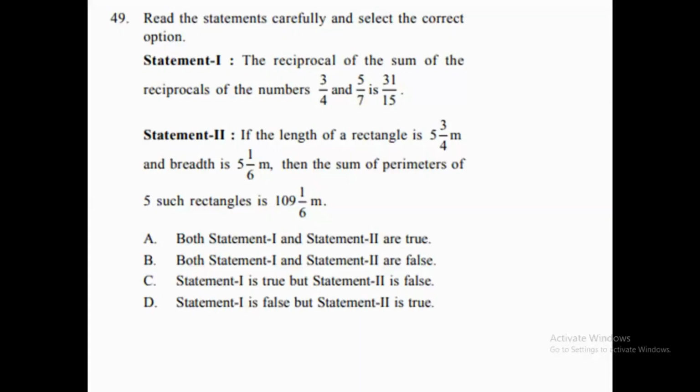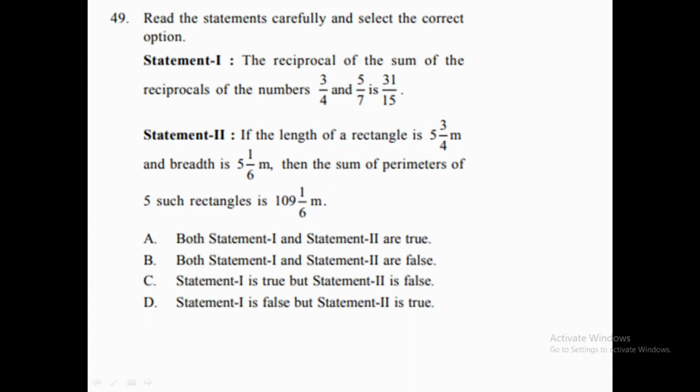Let's move to the next question, which is question number 49. Answer the questions on the basis of those statements. Let's see what the first statement is saying. The first statement is saying the reciprocal of the sum of the reciprocals of the numbers is this. So first we need to find the reciprocal of these numbers, whatever is given in the question.